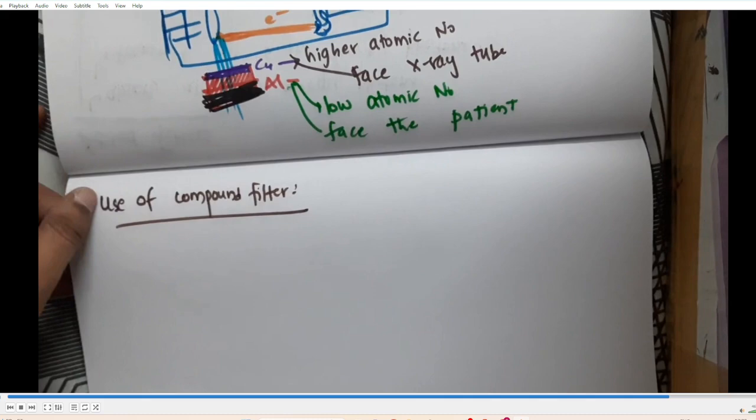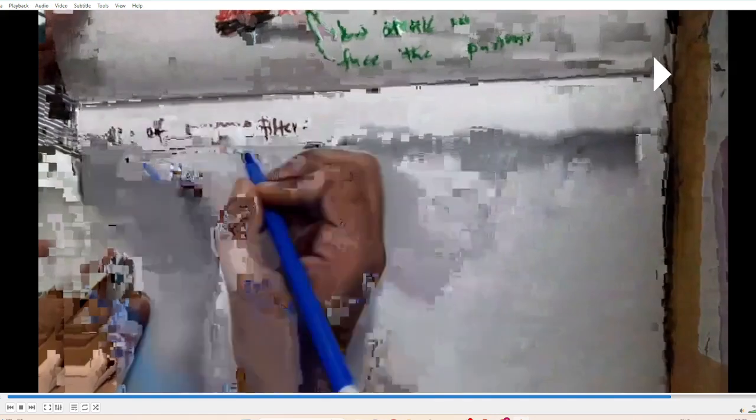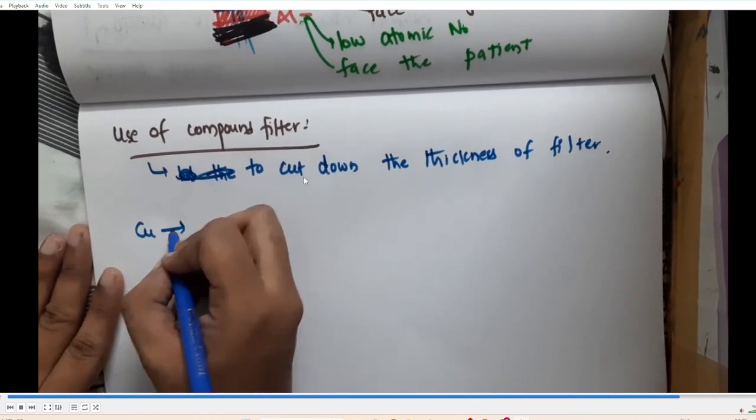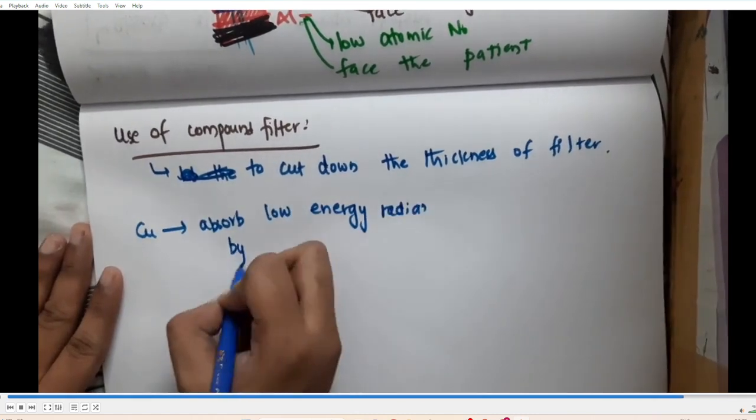This characteristic radiation is energetic enough to reach the patient and increase the skin dose significantly. To prevent that, the aluminium layer which faces the patient absorbs the 8 kilo electron volt characteristic radiation of copper, and it produces its own characteristic radiation of around 1.5 kilo electron volts, which is generally absorbed by the air gap between the patient and the filter. The use of compound filter is to cut down the thickness of the filter.